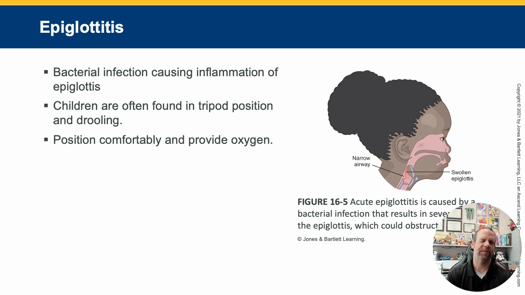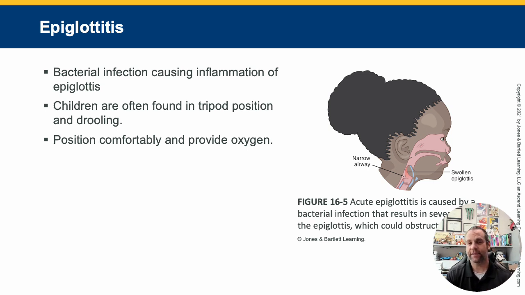Okay, now, thankfully, because of widespread vaccinations, which is the HIB, which is the, I'm going to butcher this, the Haemophilus influenzae type B. Okay, but it's called the HIB. Epiglottitis is actually now very uncommon in children, but again, it can still occur in both pediatric and adult populations.